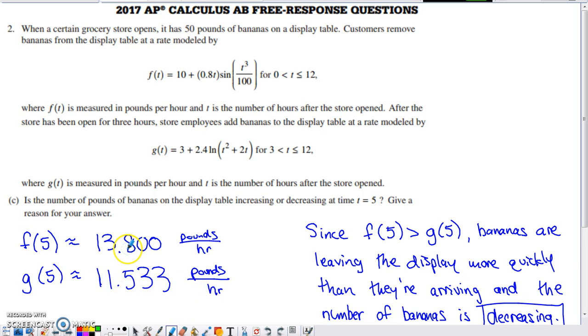Well, if they're being removed at this rate, but they're only being restocked at this rate, the amount of bananas on the table will be decreasing at time 5 simply because they're leaving more quickly than they're being placed back onto the table. So since f of 5 is greater than g of 5, bananas are leaving the display more quickly than they're arriving. Therefore, the number of pounds of bananas is decreasing.